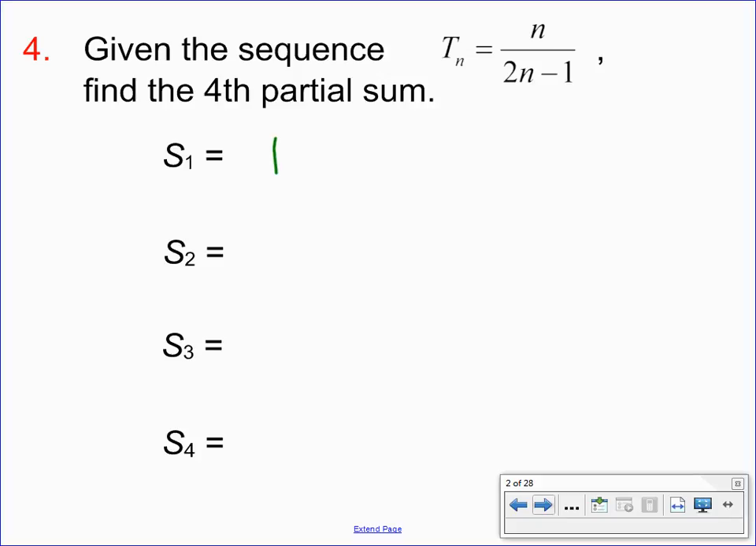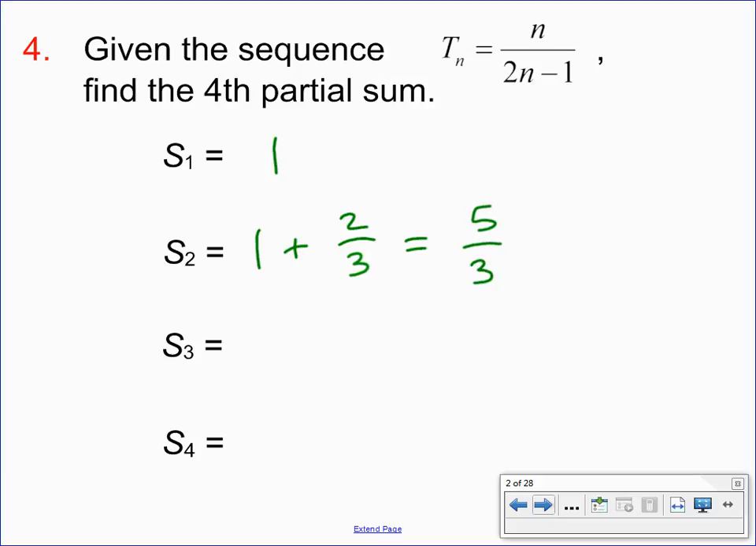S sub 2 would take the first term and the second term and sum them. So let's figure out our first term we have is 1. Our second term would be 2 over 2 times 2 is 4 minus 1 is 3, so 2/3. You guys get 2/3? So 1 plus 2/3. And we can see what that is. That would be what? 3/3 plus 2/3 is 5/3. You guys getting 5/3?